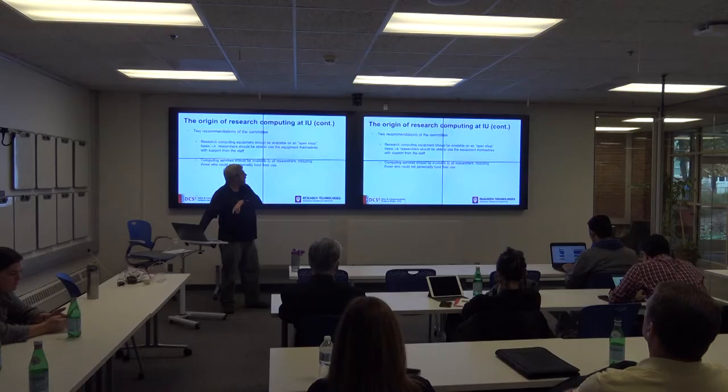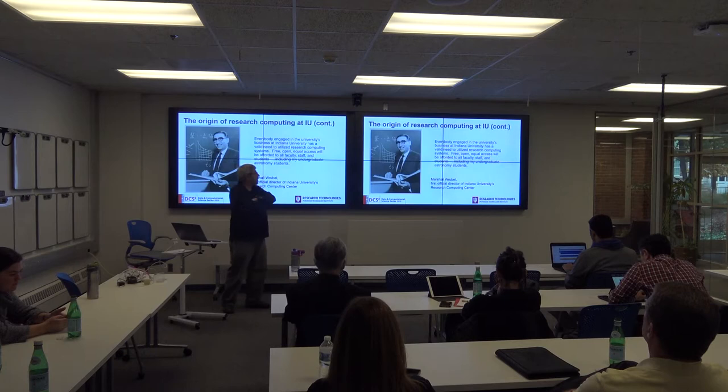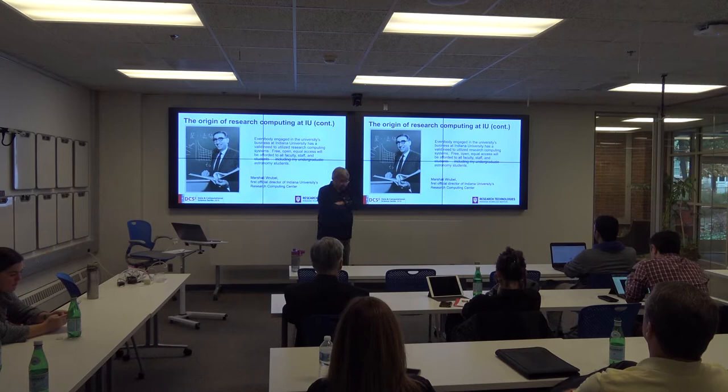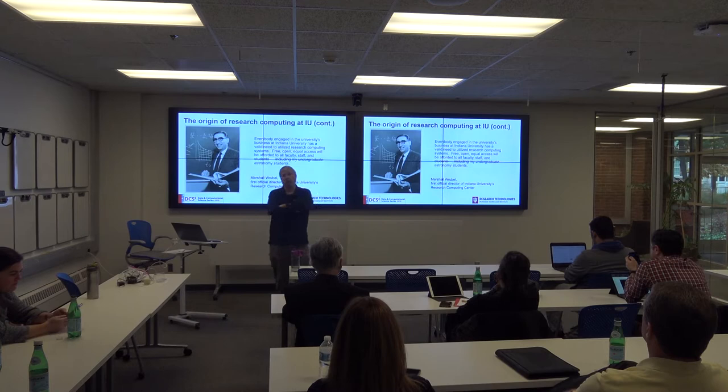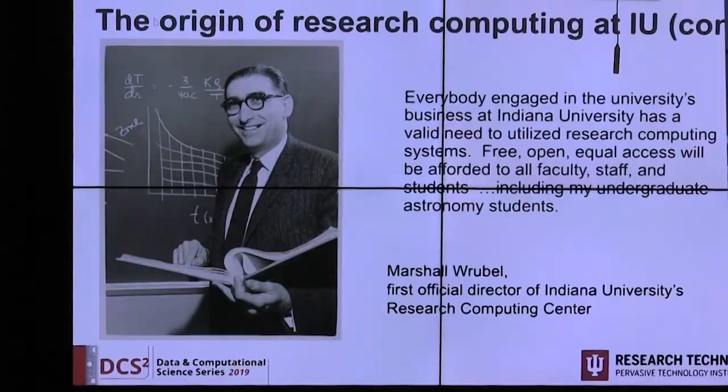One of the other recommendations was to purchase an IBM. We'll get to that in just a second. But the first director of research computing was an astronomy professor, and he modified those two comments just a little bit. You can imagine this computer just drops in the middle of the university, 1955. If you've ever been around faculty members, they have a tendency to think that their work is the most important and everybody else is at a secondary level. So Marshall Rubel, now I heard this story as an undergraduate astrophysics student, decades before I ever started doing supercomputing.